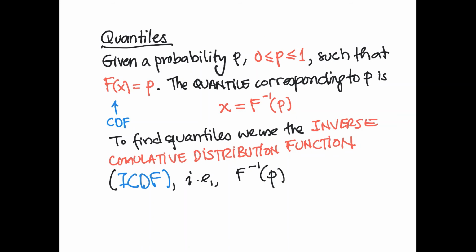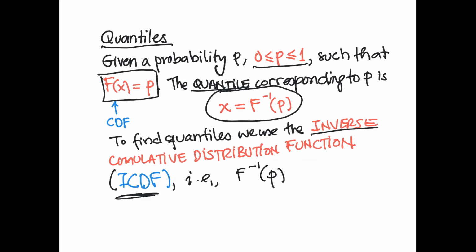Quantiles. Quantiles are defined by providing a probability such that the cumulative distribution function for a particular value of x is equal to p. The quantile is therefore the inverse function to the cumulative distribution function, or the ICDF, the inverse cumulative distribution function. And this is useful to generate random samples of data. With that, we finish this particular presentation.